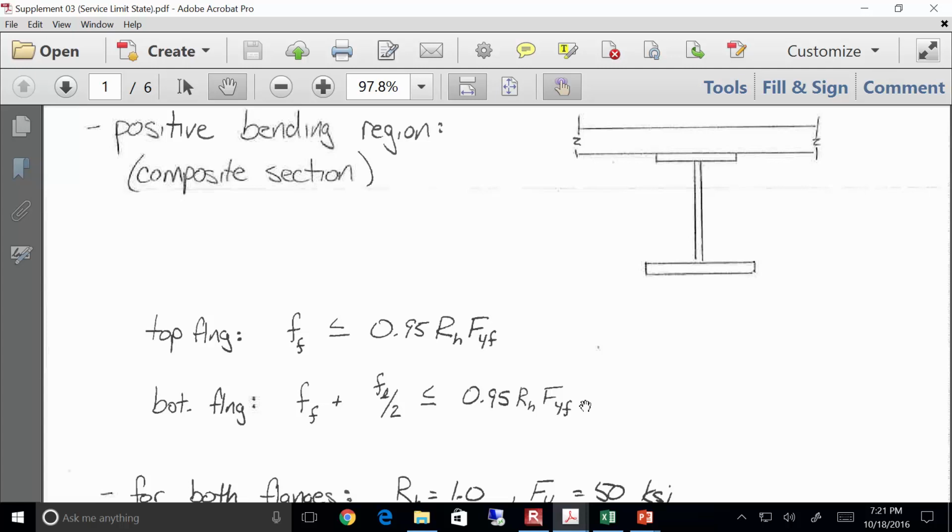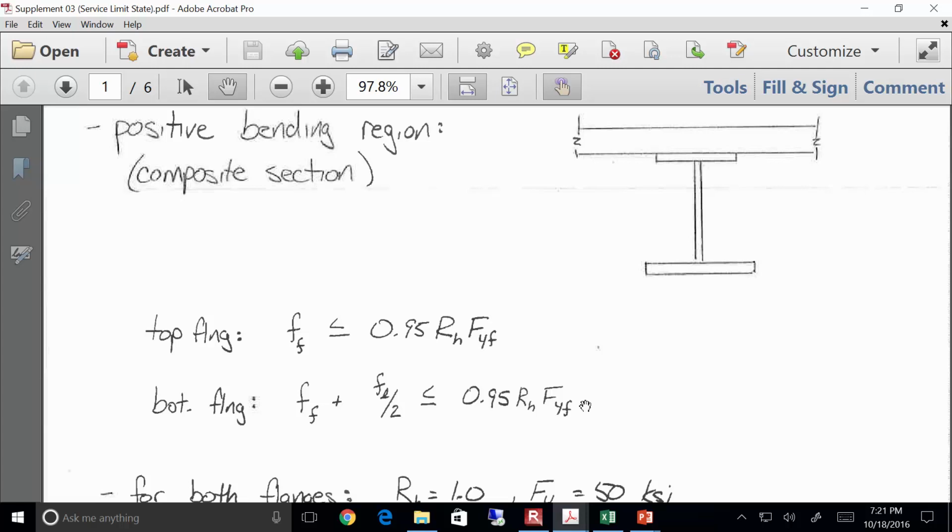Plus F sub L, right? So we got this term here, F sub L. Now, if you recall, F sub L last time is that term known as lateral flange bending. In other words, if you've got a concrete deck overhang or something like that, that's how much twisting you get in that flange. Make sense?